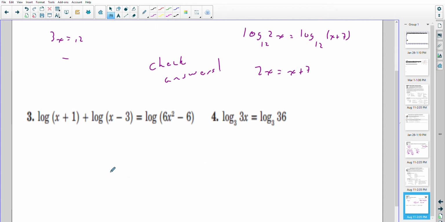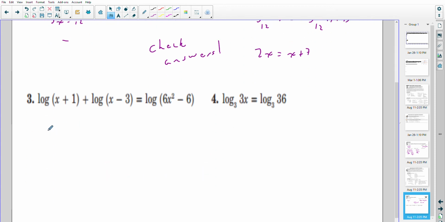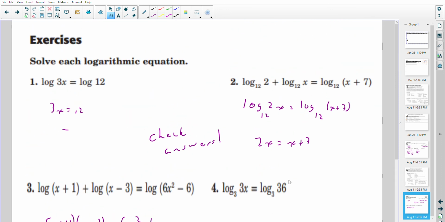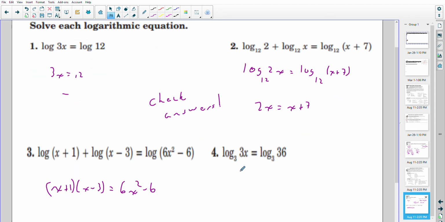This one, number 3, is a little bit more interesting. You have to use the product rule, so on the left side it's going to be equal to this. The logs are the same, so I'm just going to equate the numbers. And then at this point you would expand it and solve for x and then check your answer as well. So that's a very quick version on how to solve equations by using one-to-one properties, changing the forms from log form to exponential form, and applying the log properties.